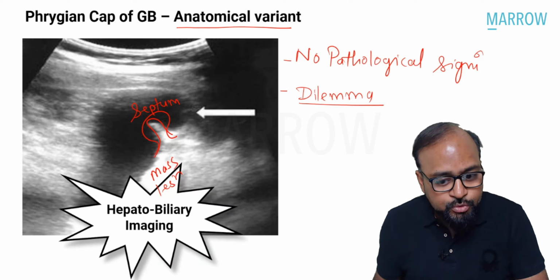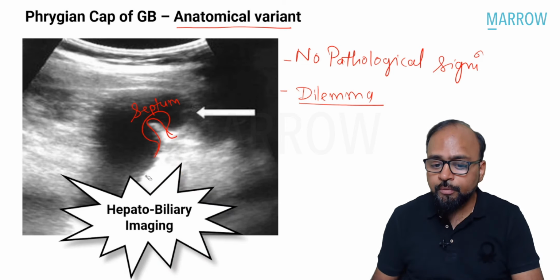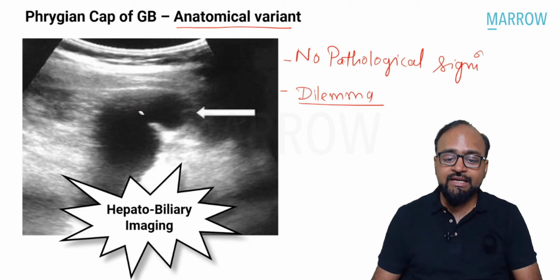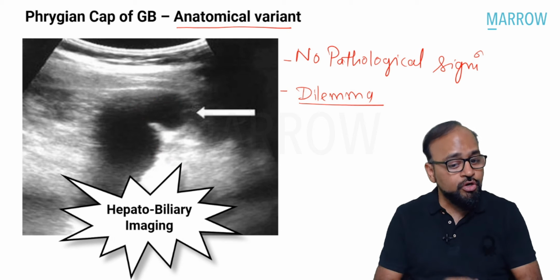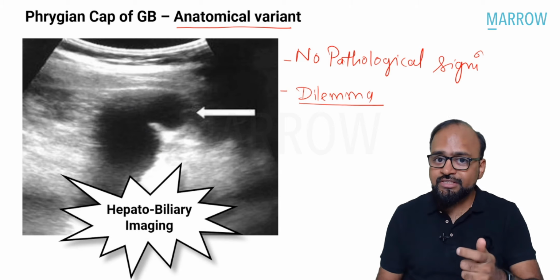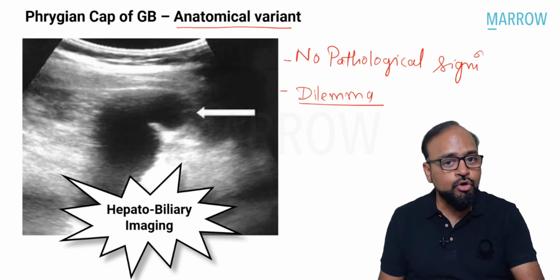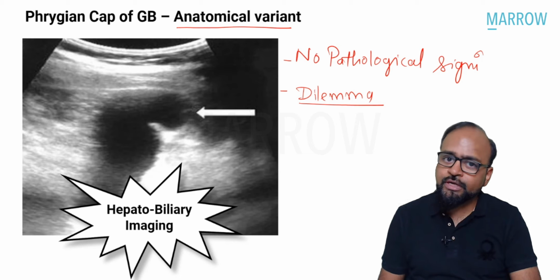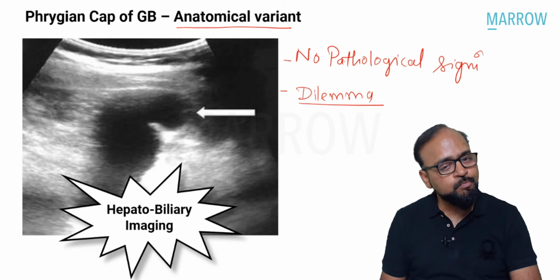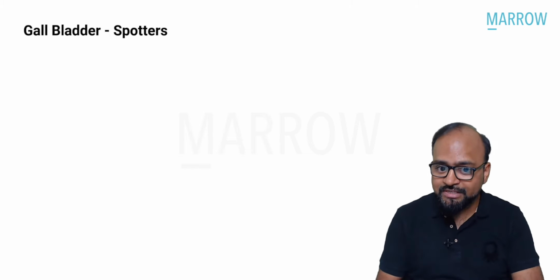Now, it brings me to another important, typical property of the INI-CET exams, and that is the emphasis on hepatobiliary imaging. Here in this exam, there was an ultrasound image related to the gallbladder which was asked. So let us quickly review some gallbladder related spotters for the upcoming exams.